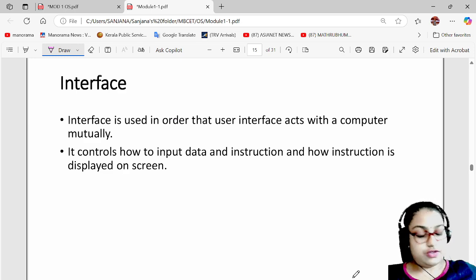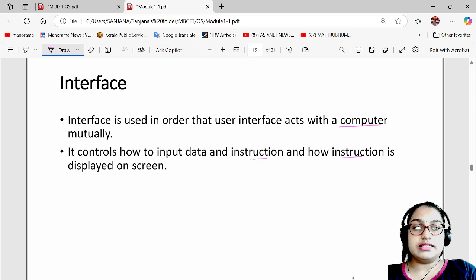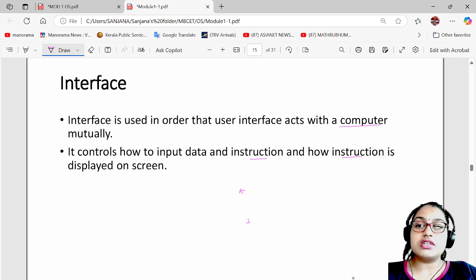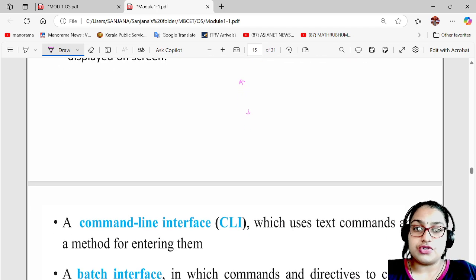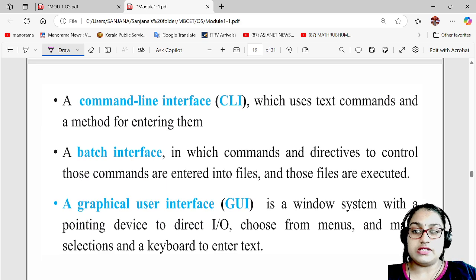Interface. What is an interface? An interface is used so that the user can interact with a computer. It controls how data and instructions are input and how instructions are displayed on the screen. So it is an intermediary that acts between the user and the system. We usually use an interface so that it is easy for the user to use. Now we have three different types of interface.